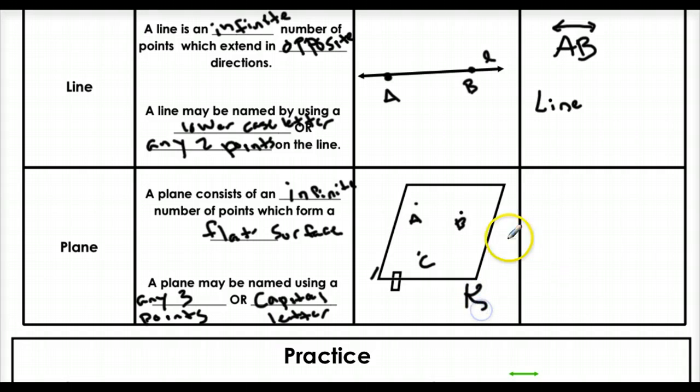okay? So now we have 2 ways to name this. This could either be plane, and we use this little symbol for plane, ABC, or we can use this K. We'll call this plane K, okay? Oh, and I forgot the line L there. This is line L, plane K.